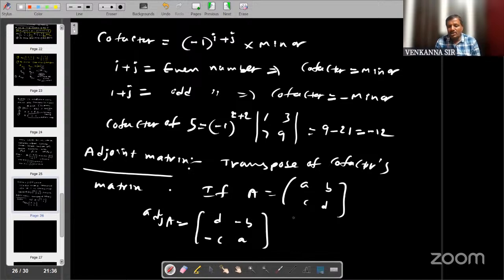A direct straight question will also be expected. They will give a question like this simply, [1 2; 3 4]. What is the adjoint of this one? Simple. If you remember this formula, the answer is easy. It is [4, minus 2; minus 3, 1]. So that is the adjoint matrix.